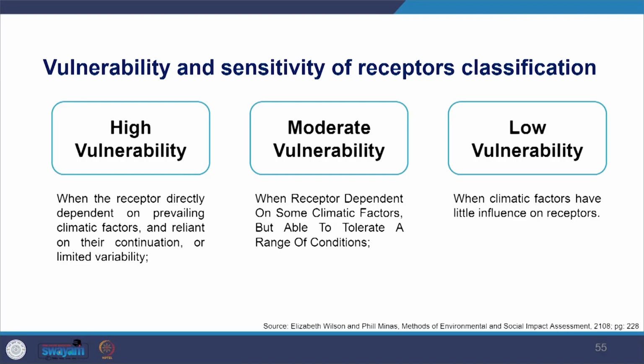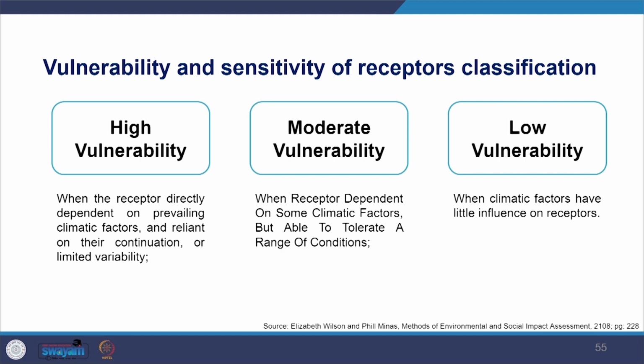You also have to review the vulnerability and sensitivity of the receptor. In this process, you would be required to review the vulnerability and sensitivity of the receptors, the community or the physical features which are on the receiving side. So, you need to look at how vulnerable that is, how sensitive that is to the existing or prevailing climatic conditions, and based on that you can classify your assessment into highly vulnerable, moderately vulnerable and low vulnerable.